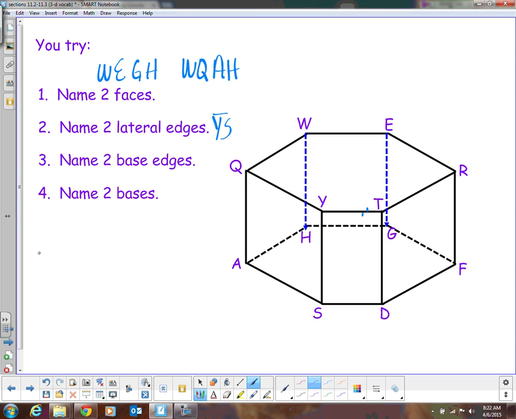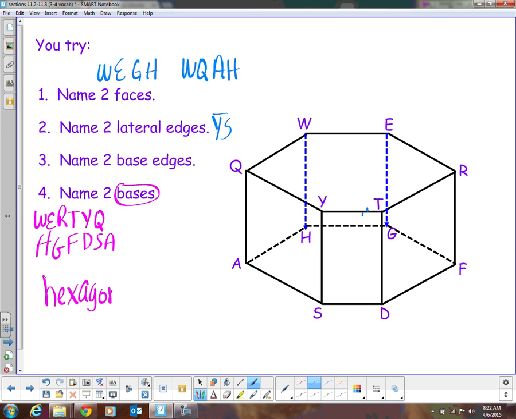So how do we do the base? Okay, what's the other one? There's only one more. GFDSA. I usually identify my bases. What shape is the base? Six sides? Hexagon. I usually identify my bases and then I can see my faces a little bit easier.